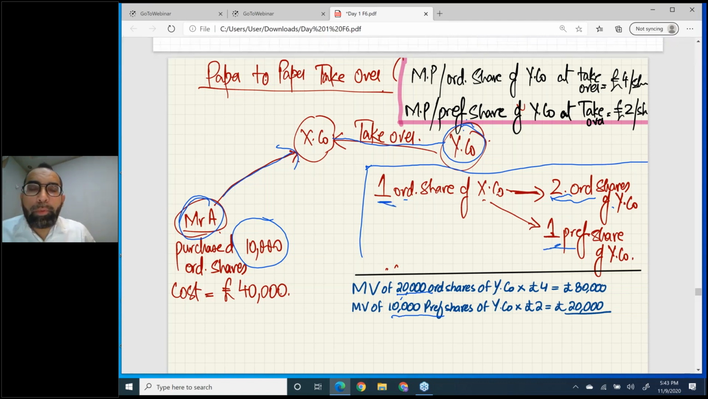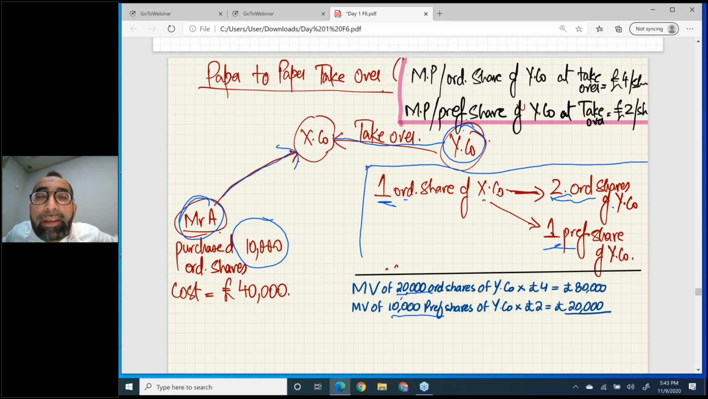Now, be very careful. Mr. A gave his existing shares and he got new shares, two types of new shares. So Mr. A called the tax department immediately. Sir, do I need to pay any tax? Tax department said, no, no, you don't need to pay any tax because you didn't get any cash.